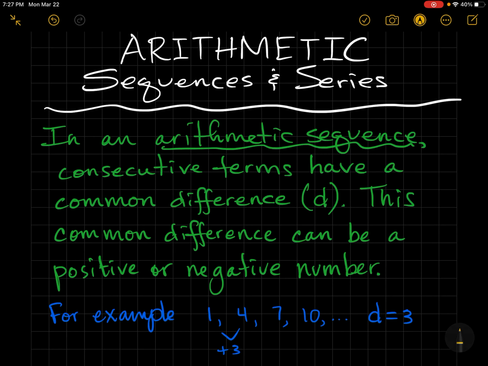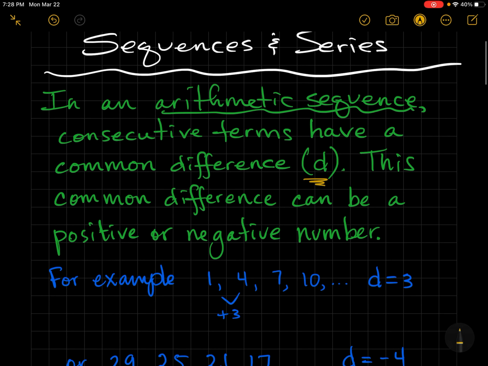Today we will analyze arithmetic sequences and series. In an arithmetic sequence, consecutive terms have a common difference, and we denote this difference with the letter d, lowercase d. This common difference can be a positive or negative number.